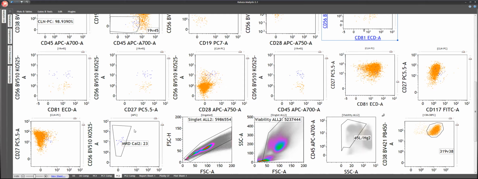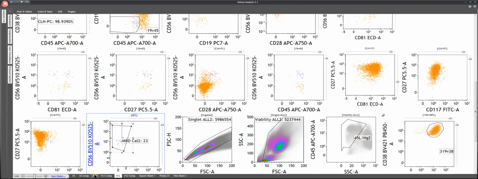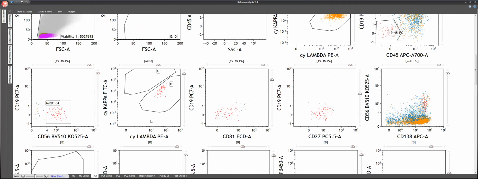So here finally we confirm, we put a gate of MRD. So here we have 23 events. In how many cells did we acquire? We actually acquired 5.9 million cells in this case. Or if you take viable cells, we acquired 5.2 million cells. So if you see, we have 23 events in this tube and 64 events in this tube.